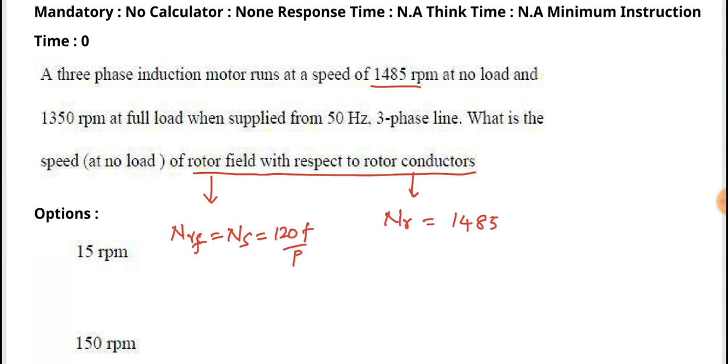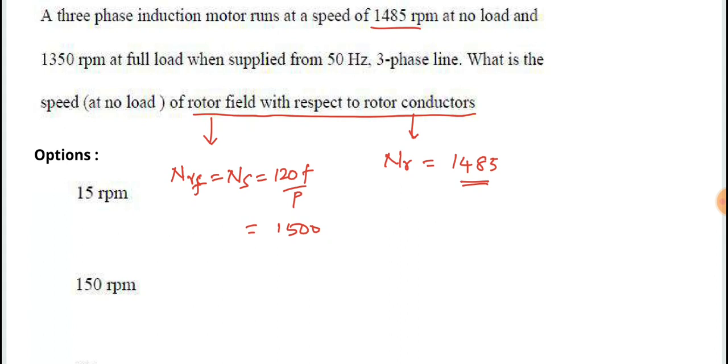So in the given question they didn't mention the poles. Then what is the approximate nearest value here? It is going to be 1500. Then what is the question asking? What is the speed of the rotor field with respect to the rotor conductors? So the speed N is equal to NS minus NR. So 1500 minus 1485 is going to be 15 RPM. So that will be the answer here.